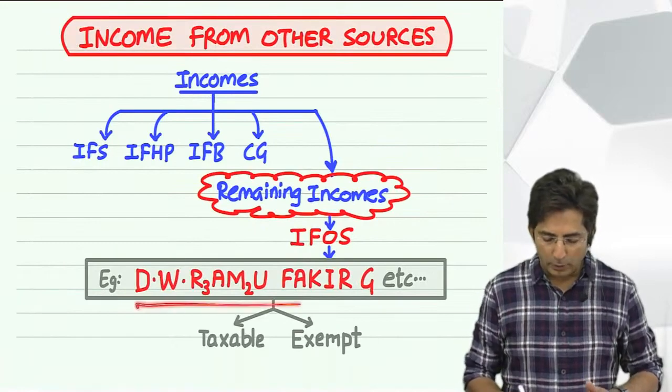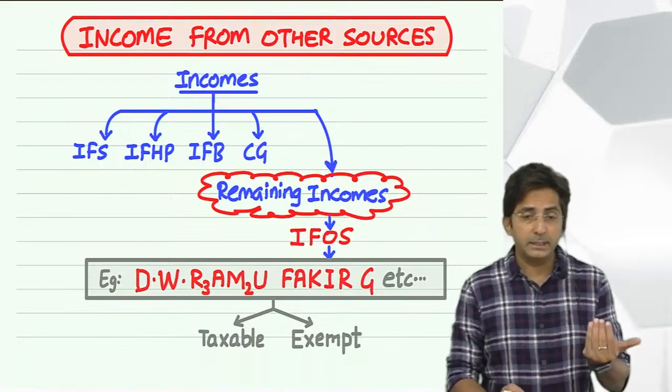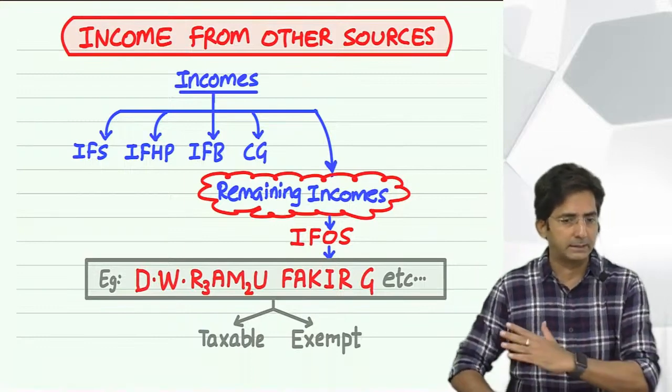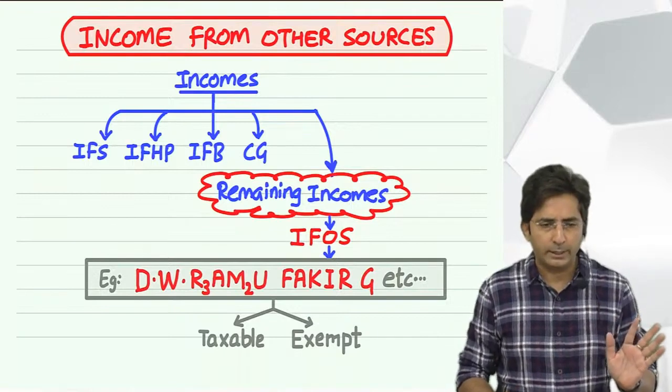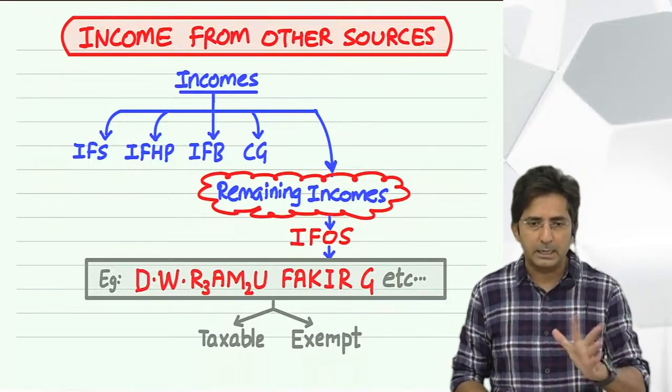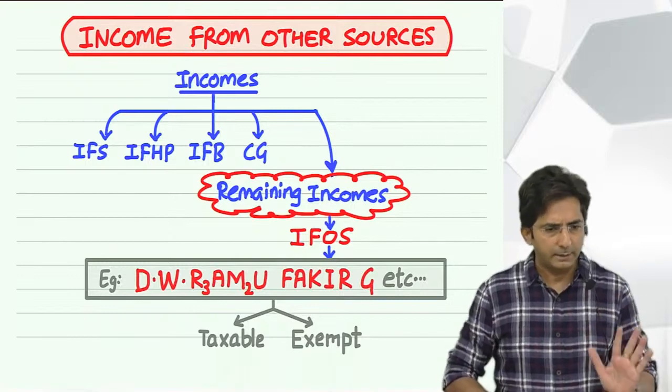That was D.W. Ramu Fakir G. In this keyword, you have to remember which incomes are taxable and which incomes are exempt. Most of the incomes in this keyword are taxable only, but there are certain incomes which are exempt under section 10, 1, 10, 17, and so on. That is what we did.